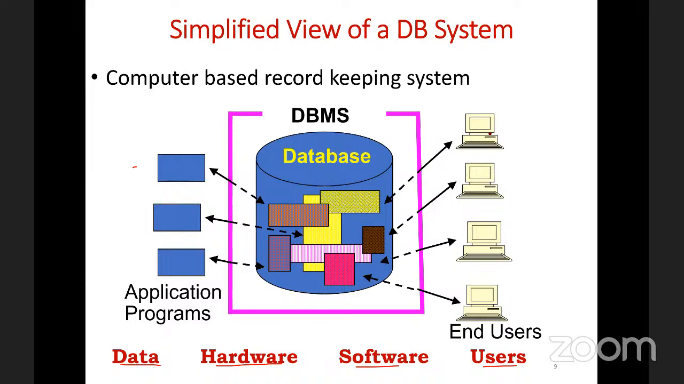So no matter what, you can see that everybody who wants to get access to the data has to go through the DBMS, right? So we have data here. Now to execute this whole thing, you need hardware. Then the DBMS itself is software, and of course this whole thing exists because of users, right? So this is your simplified view of the database system.